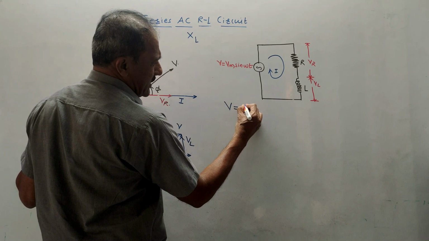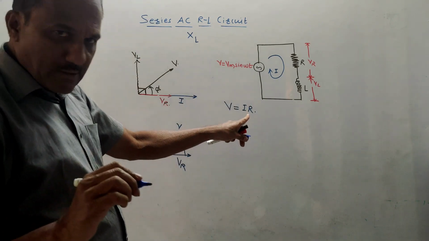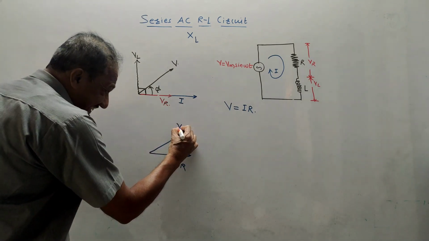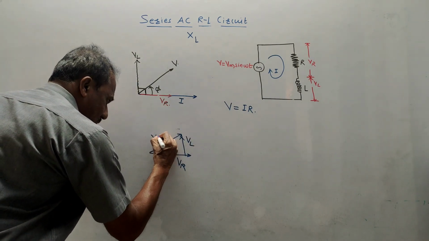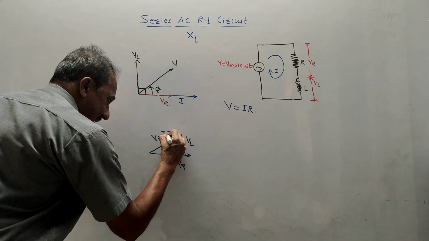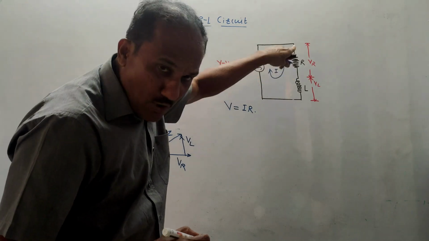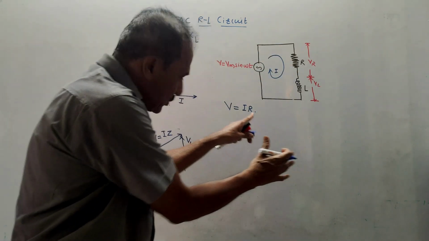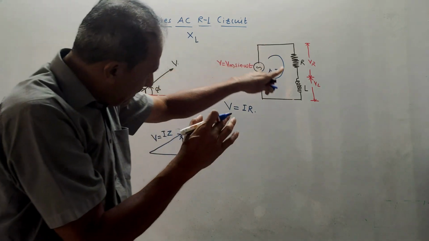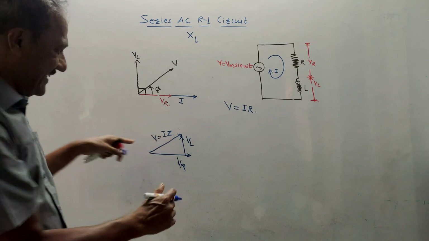Now do remember one basic formula. We know that voltage V is I into R, current into resistance. This is the basic formula. This is the resultant voltage. For resultant voltage, V is equal to I into Z. Why Z? Because it is a combination of the two. V is resultant. The basic formula is current into resistance. So in this case, since it is a combination of R and L, it is denoted by Z. So V is equal to IZ.